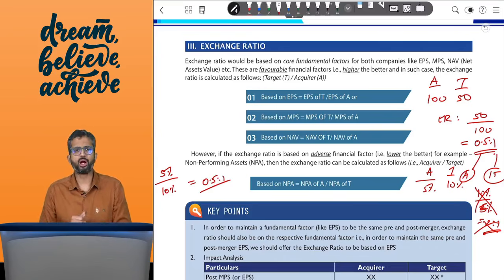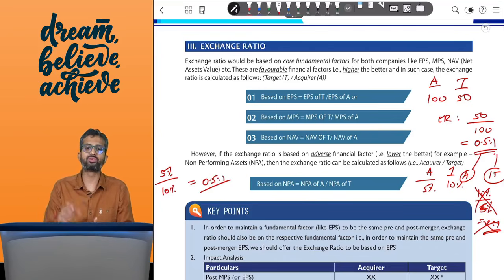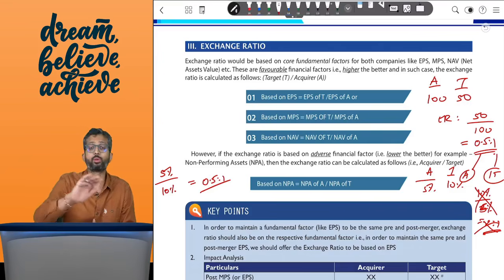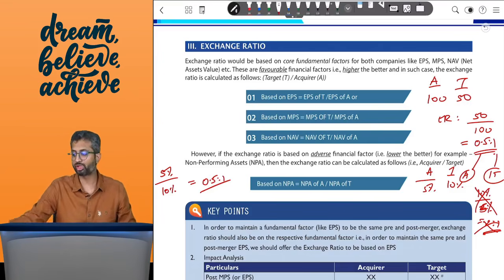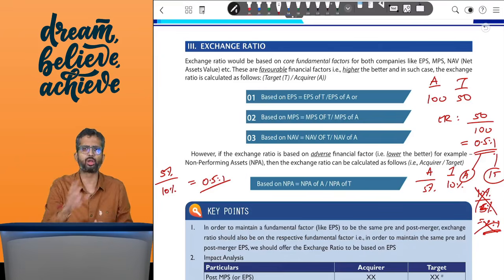Next, you have a couple of cases where sometimes the institute says: what should be the exchange ratio if you want to maintain the EPS? Then the exchange ratio should purely be based on EPS. What should be the exchange ratio if you want to maintain the market price? Then the exchange ratio should purely be based on market price. So if you want to maintain a particular financial factor, the exchange ratio should be based on that factor.